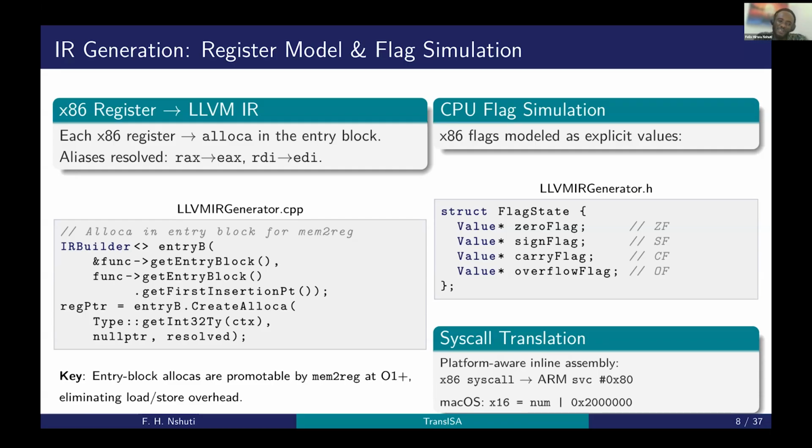And it's still a bottleneck for the implementation, which is something that I'm looking into currently. The workflow is that the entry block allocas are promotable by the memory-to-register operation in LLVM, but this is done at the optimization phase. If you are doing it without any optimization phase, you have a simulation that is a stack that has registers in it. Every register is allocated to its own stack variable.